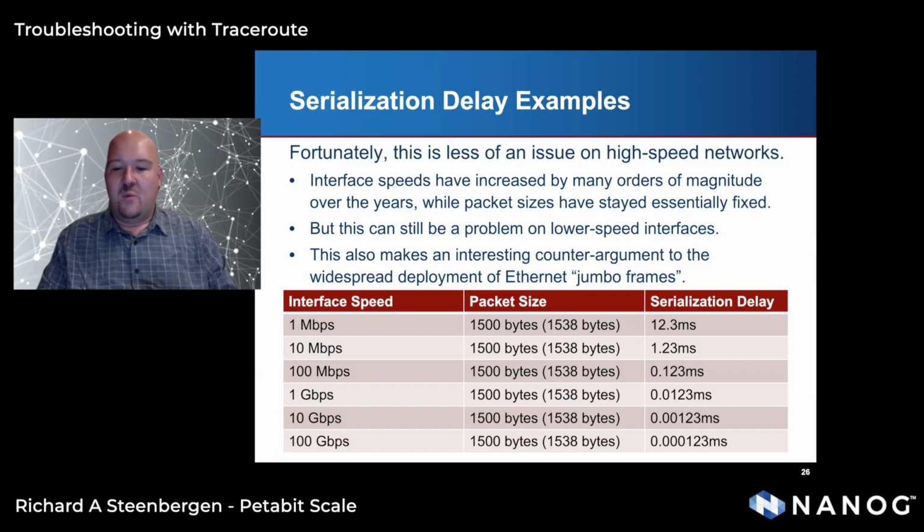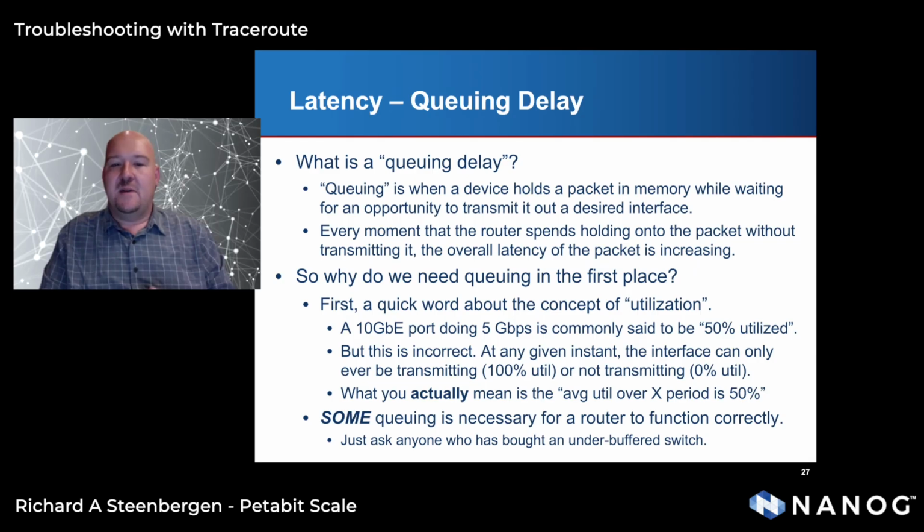So what would have been a 1.23 millisecond delay over a 10 meg Ethernet is now a 0.00123. It becomes unnoticeable at 10 gig Ethernet. But this is still a problem when you run across low-speed interfaces that are out there. And it's an interesting counter-argument to the widespread deployment of jumbo frames. So we actually get some benefit to having small packets relative to the bandwidth size, is that serialization delay becomes less of an issue. So the next thing that comes up is queuing delay.